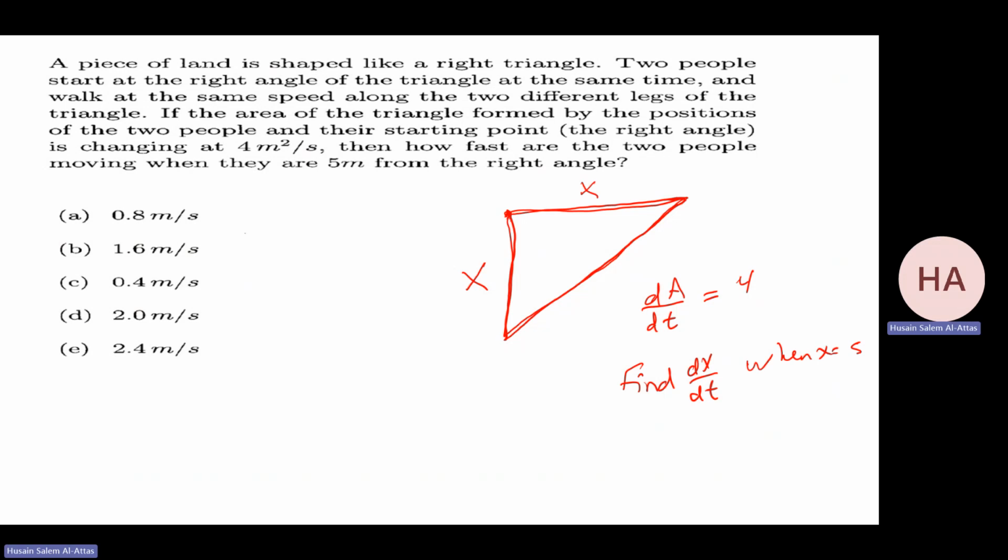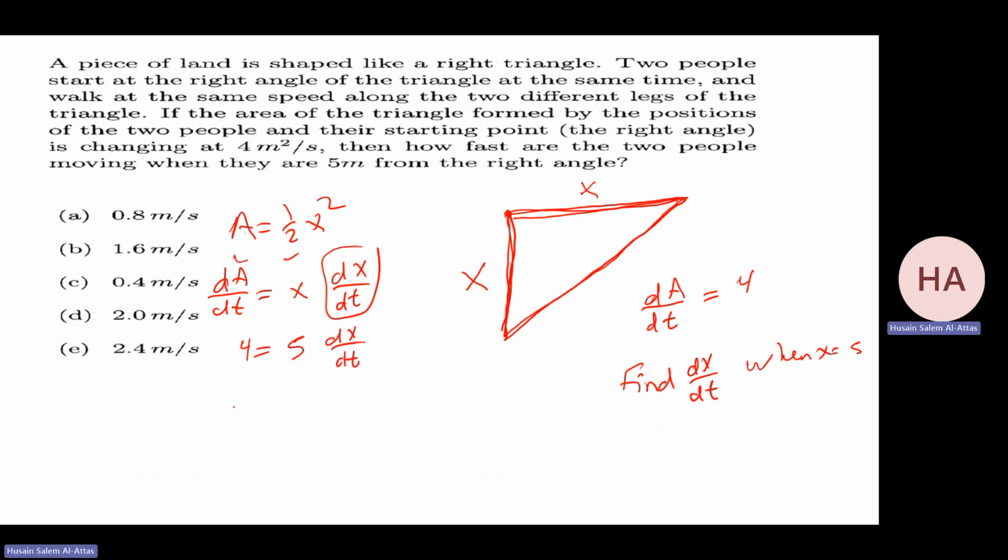x is the same this way or that way. So what is the area? Very easy, half x squared, half times the base times the height. That's it. Find dA over dt. It will be x dx over dt. I have this, I have this, I can find this. So I have 4 equals 5 dx over dt. So dx over dt equals 4 over 5, which is 0.8.